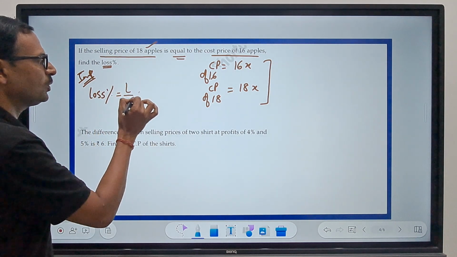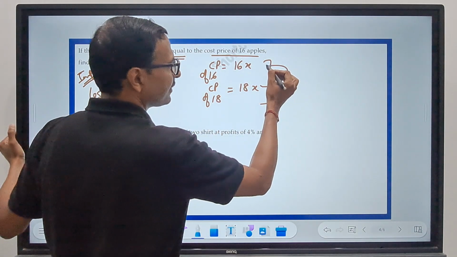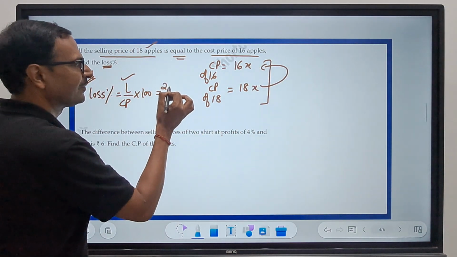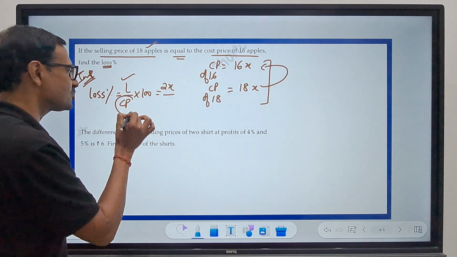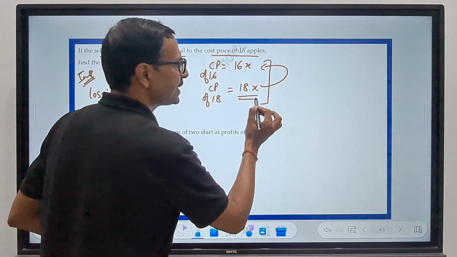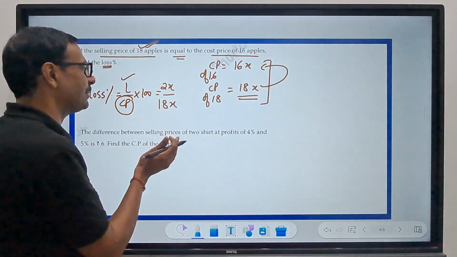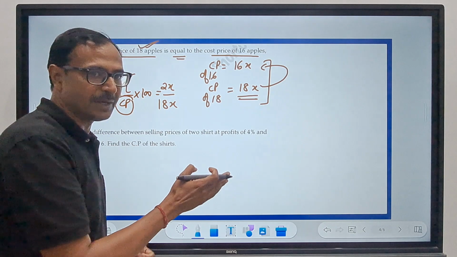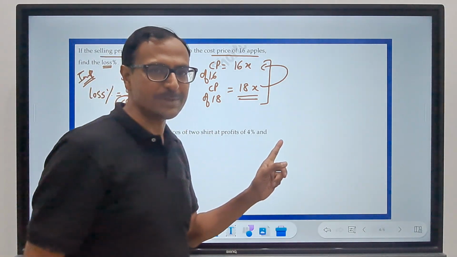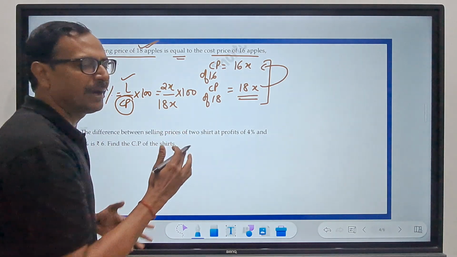upon CP into 100. Now the loss is due to the difference, that is 2x, and the cost price is to be taken for the 18 apples. So the 18 apples cost price is 18x, so you will write 18x in the denominator. See, I am dividing it by the cost price only, but the cost price of 18 apples. Okay, and multiply that by 100, you are going to get your answer.